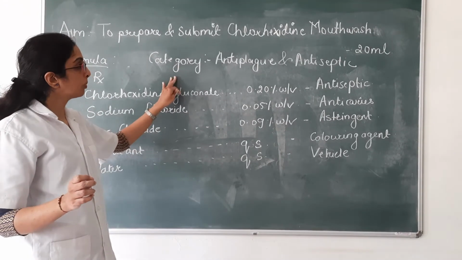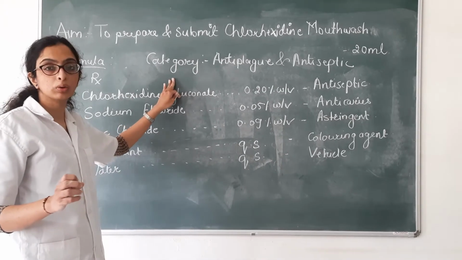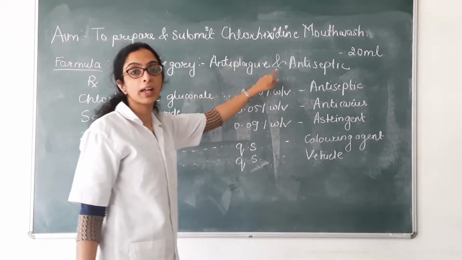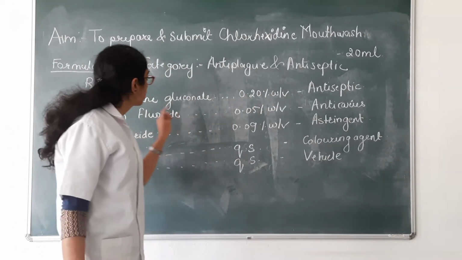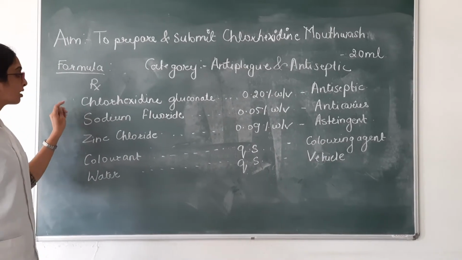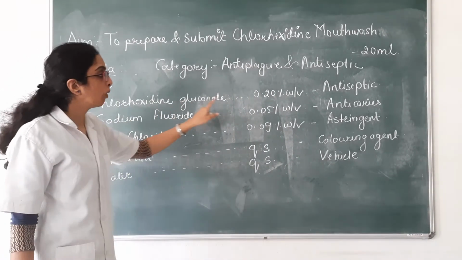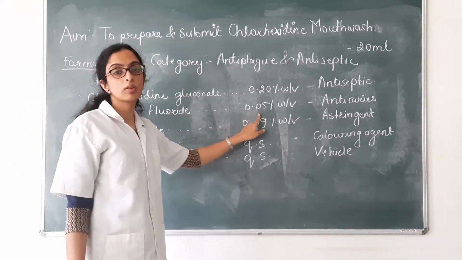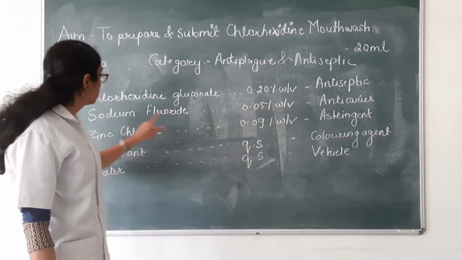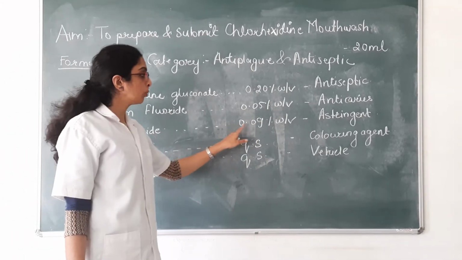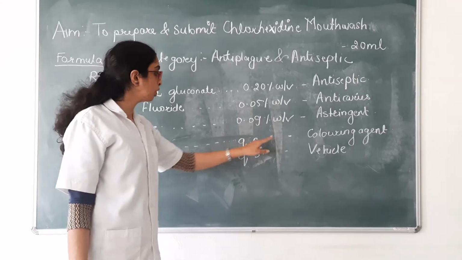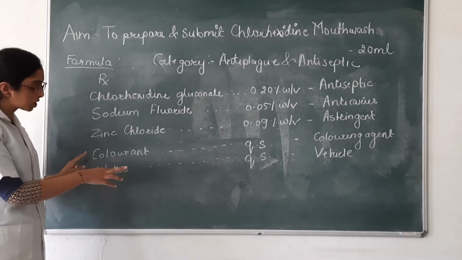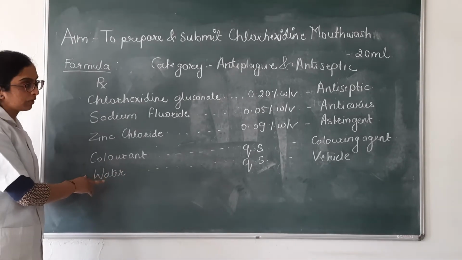Okay. So today's mouthwash, the chlorhexidine mouthwash, also has therapeutic use, that is it is in the anti-plaque and antiseptic category. So the ingredients are chlorhexidine gluconate 0.20% weight by volume, then sodium fluoride 0.05% weight by volume, zinc chloride 0.09% weight by volume, and this is optional, that is you can add the color quantity sufficient and water quantity sufficient.